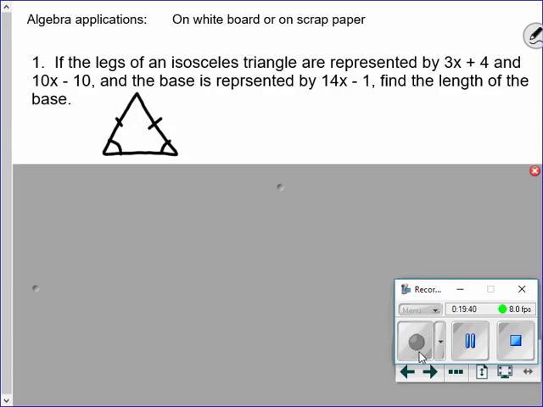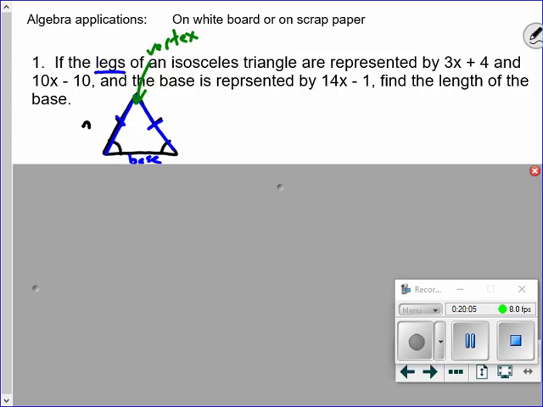So vocabulary is very important here, just like sound quality is really important if you're going to be a YouTube star. So if they're telling me the legs of a triangle, those are the two congruent pieces, right? The bottom is called the base. The angle at the top is called the vertex angle. The more you write this down, the more you will remember it.